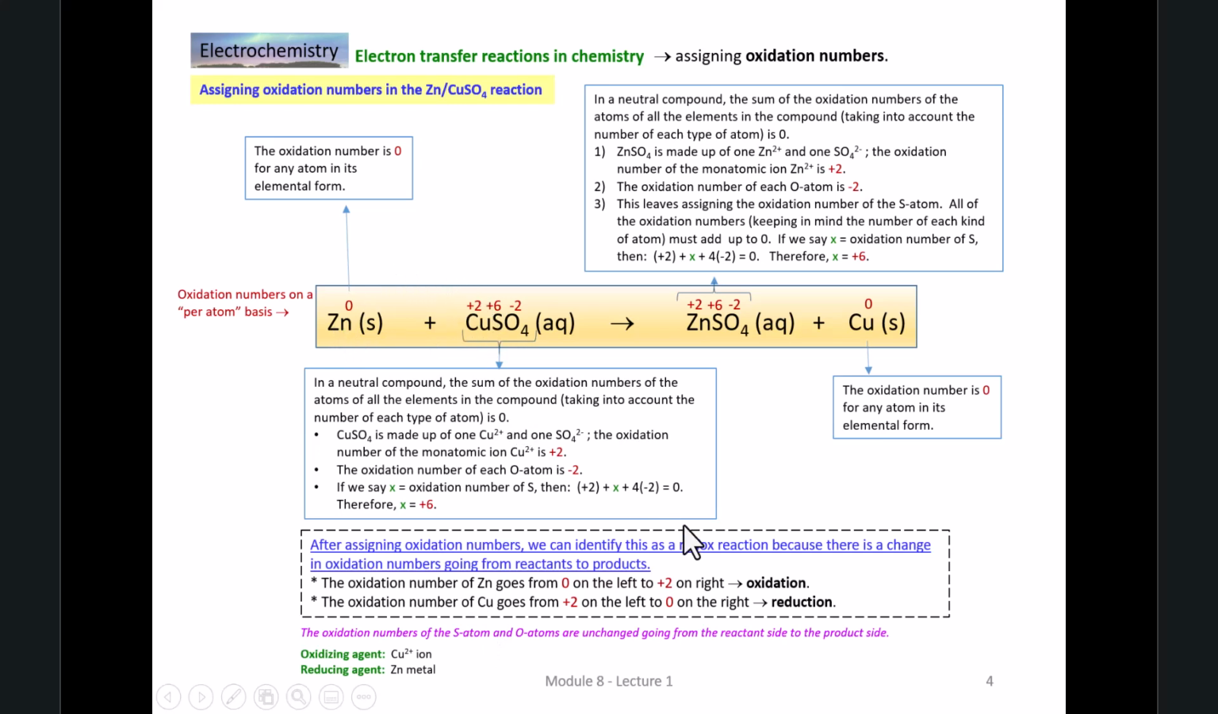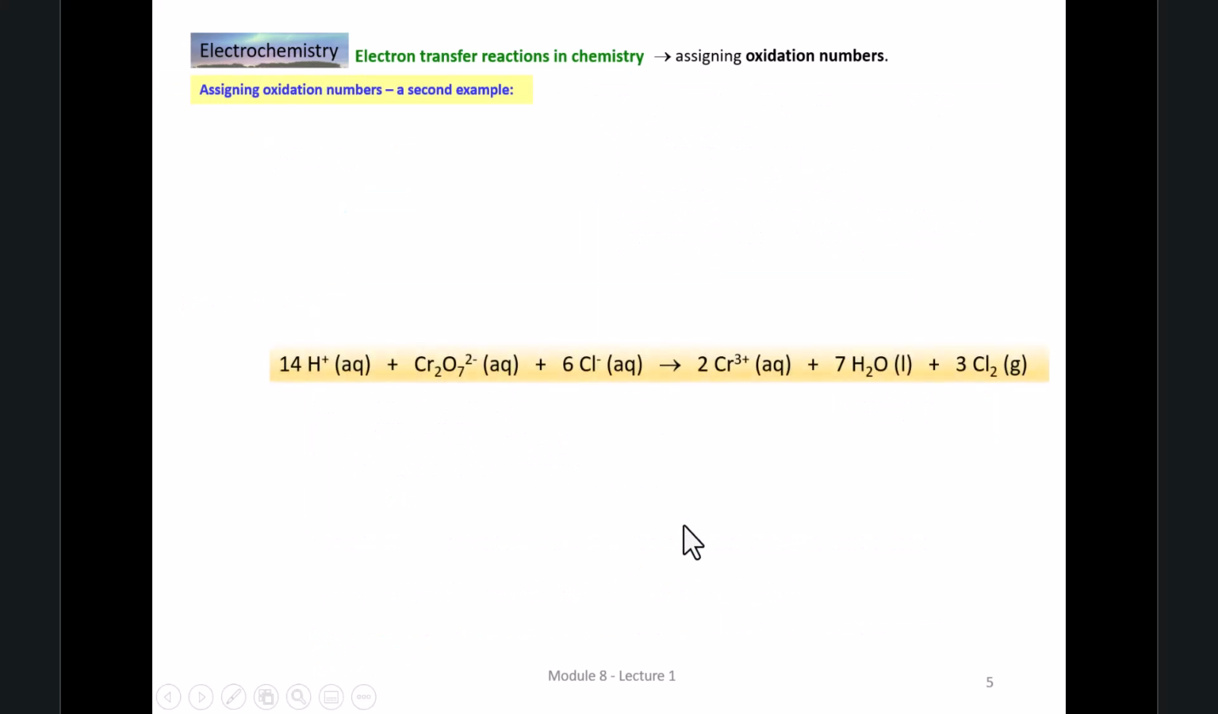Let's do a second example. This is the more complicated example that we brought up as an example of a reaction that might be a challenge to identify what's oxidized and what's reduced, and we'll go through assignment of oxidation numbers here. Well, the oxidation number of hydrogen ions are +1 because the oxidation number of a monatomic ion is equal to the charge on that ion.